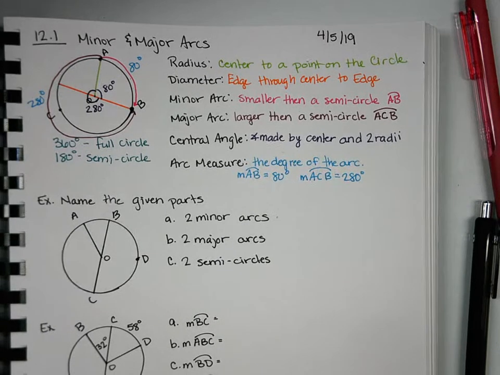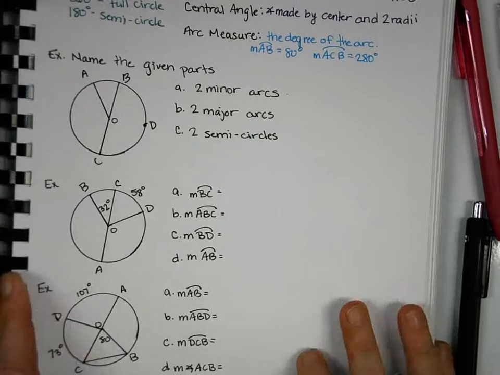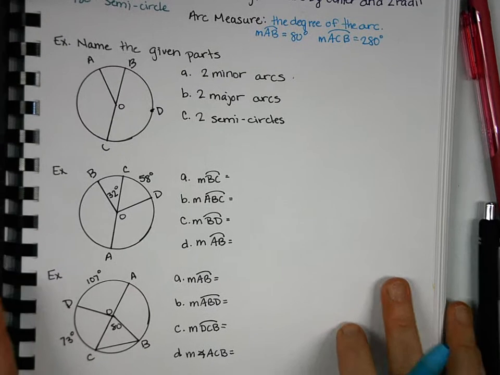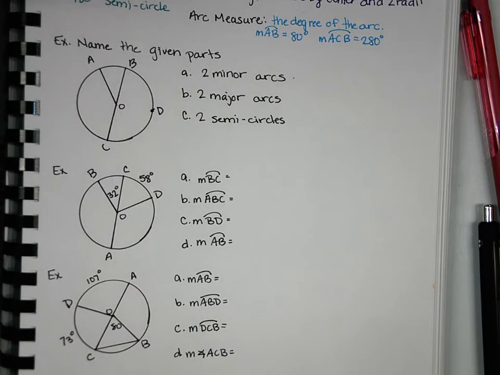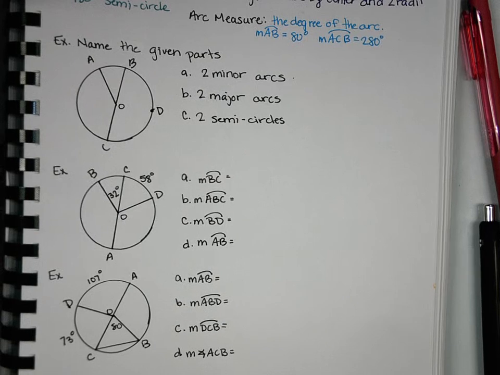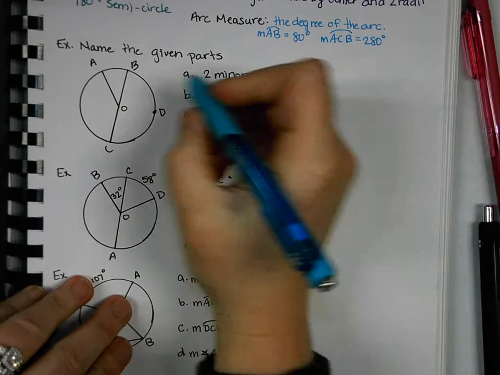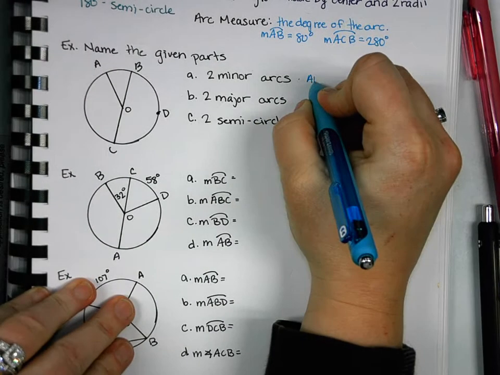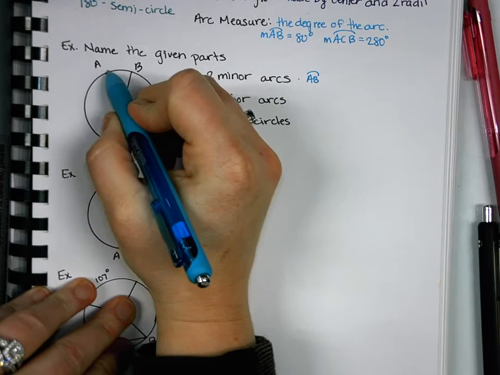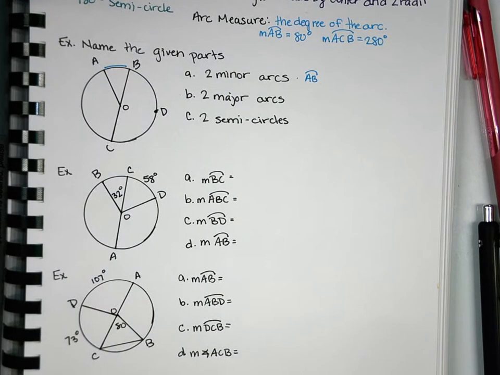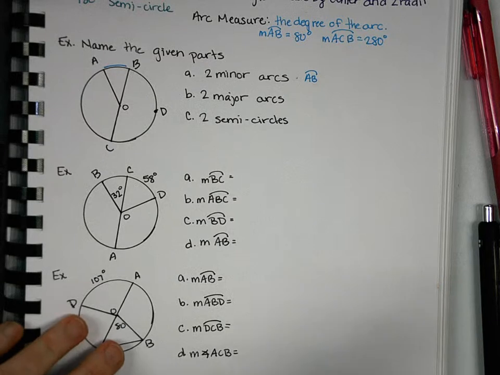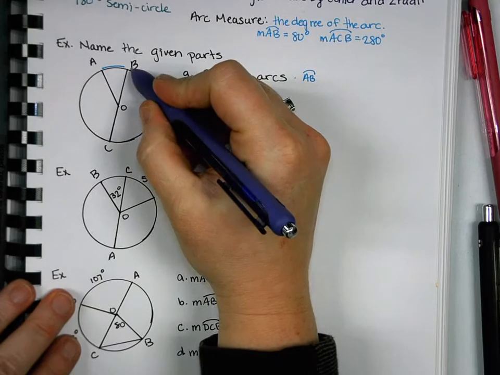All right, so in our first example, we're just naming arcs. So we're just practicing our labeling. Can anyone tell me 2 minor arcs that they see? Or even just 1 minor arc that you see? Reagan? Okay, so arc AB. That's this one here. Okay, Caitlin? B to D.